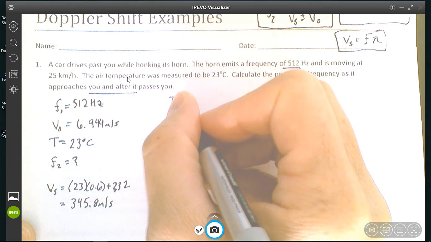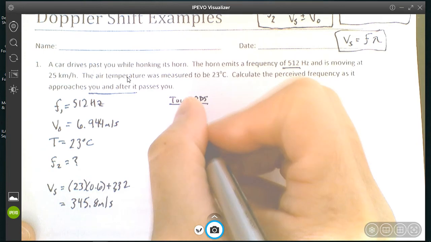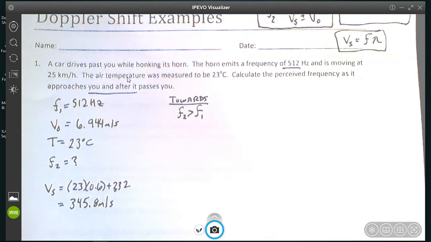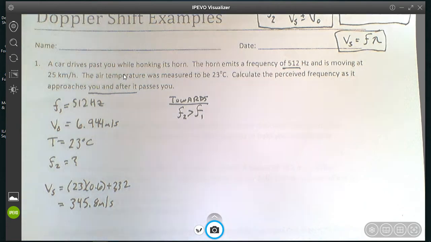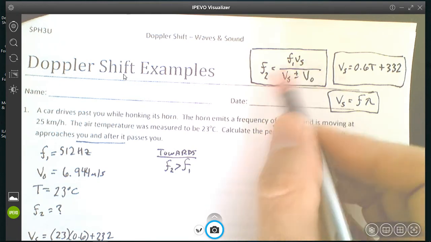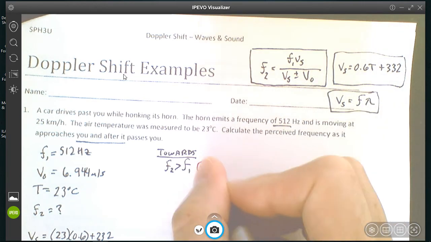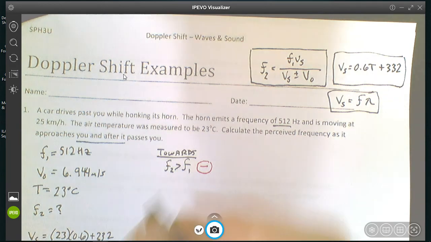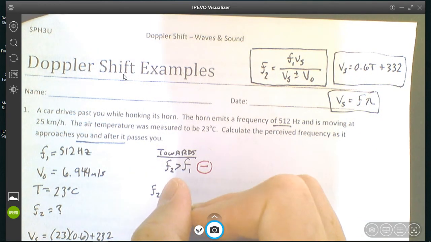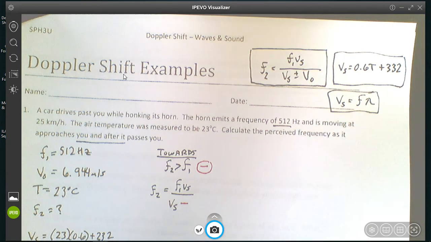So we're going to do the towards. Now, if it's towards, we know that the perceived frequency should be higher. And if it's going to be higher, we want to look at this part right here, the plus minus, and say, well, if it's coming towards us, we need a bigger F2. Well, you get a bigger F2 by having a smaller denominator. How do you get a smaller denominator? You pick the negative sign. So our perceived frequency is F1 Vs over Vs minus VO.